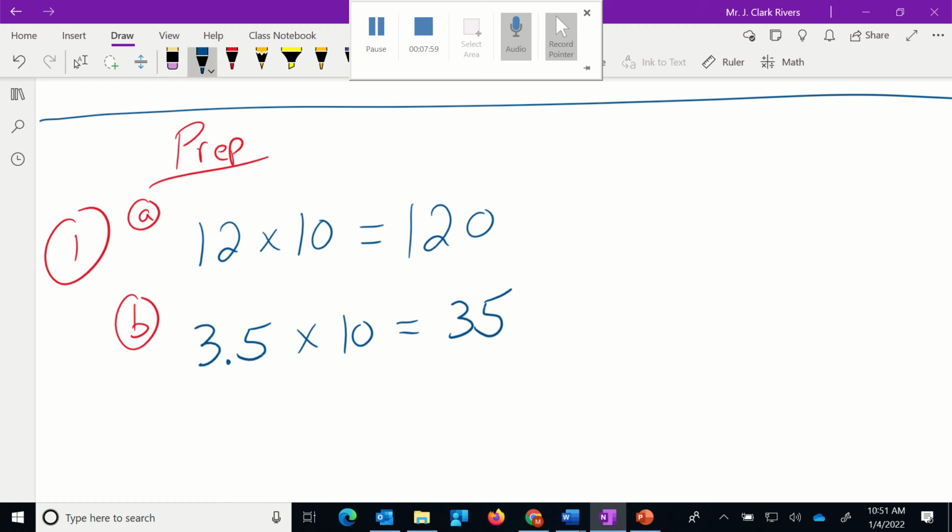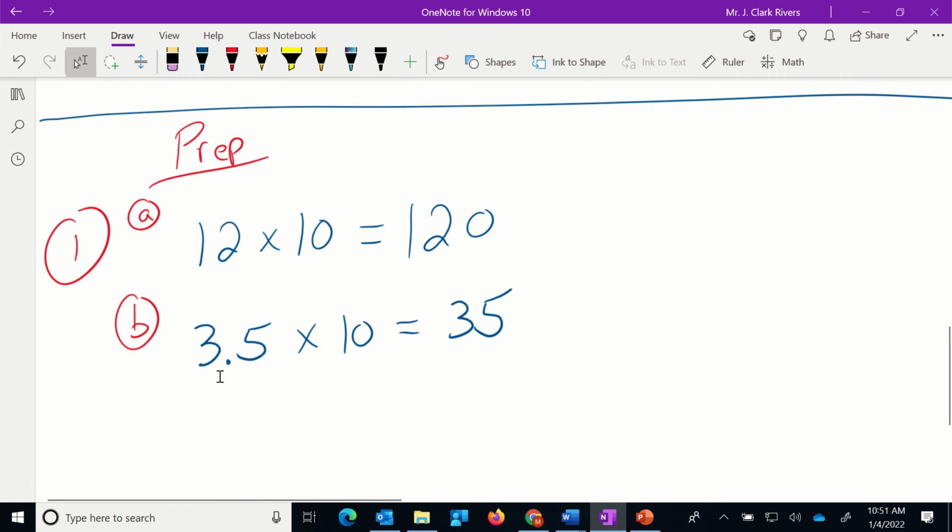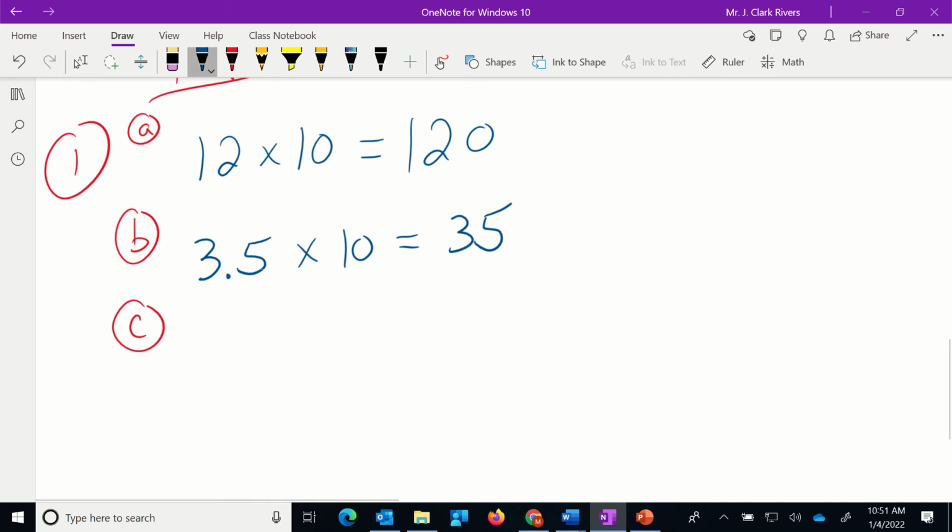So what's the, I don't want to call it a trick, but what's the rule when we multiply by 10 and we have a decimal in there? Zella? Slide the decimal 1 space to the right. So if you didn't know that, now you know it. It's not overly complex.